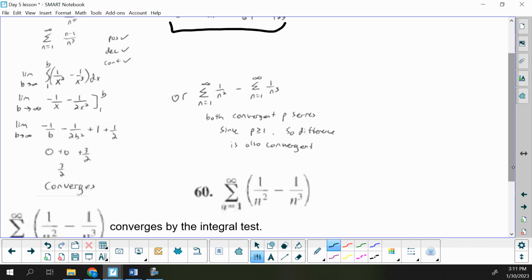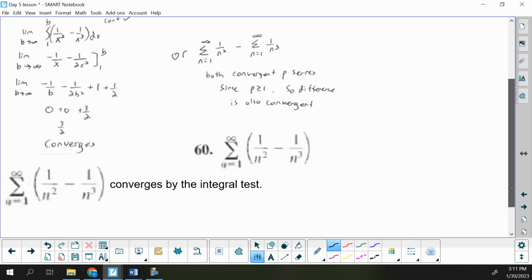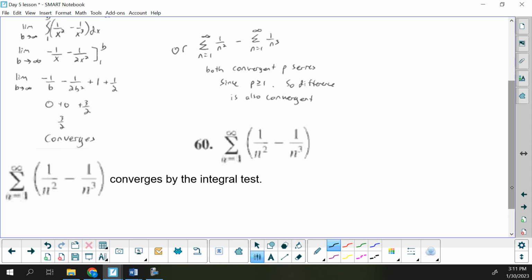Now keep in mind, this doesn't show that it converges to 3 halves. Just the fact that it's a finite number means the series converges. Another way we could show this converges is you could split it into separate series. Those individually are p series that converge because p is greater than or equal to 1, so their difference would also be convergent. And at the end here, I added in that we should say it converges by the integral test.